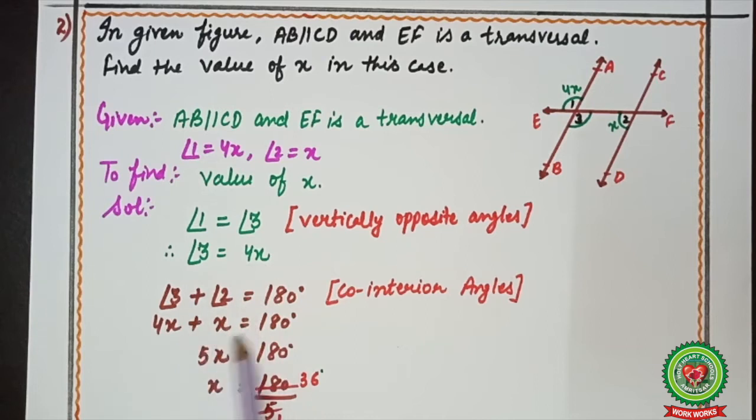4x plus angle 2 is what? x is equal to 180 degrees. Now 4x plus x will be 5x, which is equal to 180 degrees, right? Now here x will remain, and 5 will go to the right-hand side as a divisor. So 180 divided by 5 will be equal to 36 degrees.